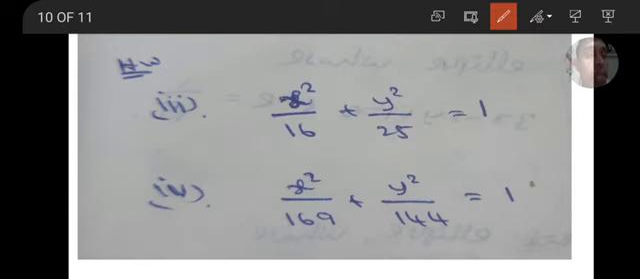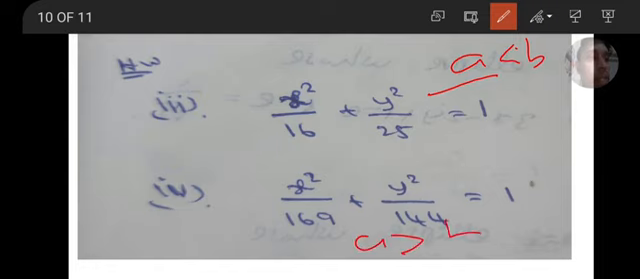The third problem is the second standard form. Here a is less than b. Here a is greater than b. Okay, it is the first standard form, and it is the second standard form.